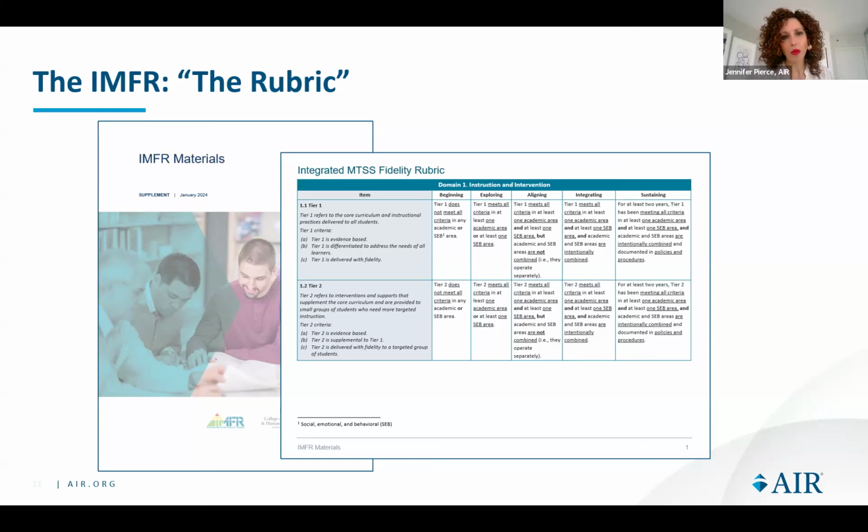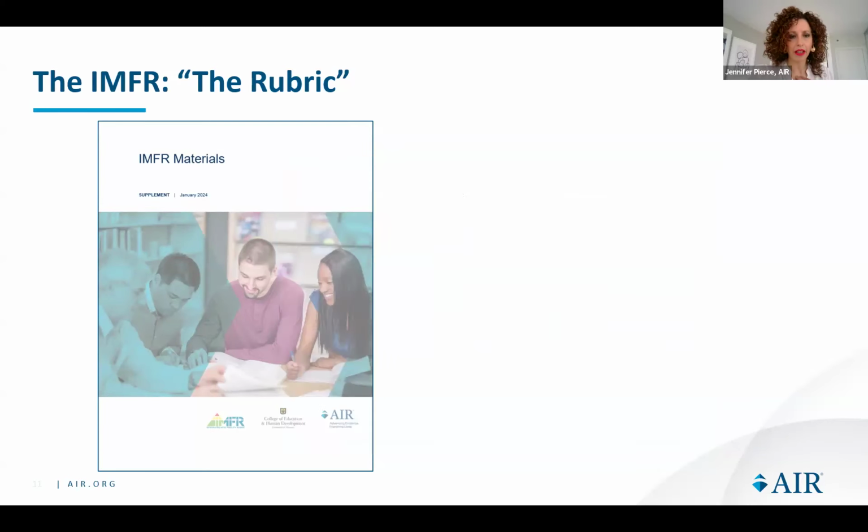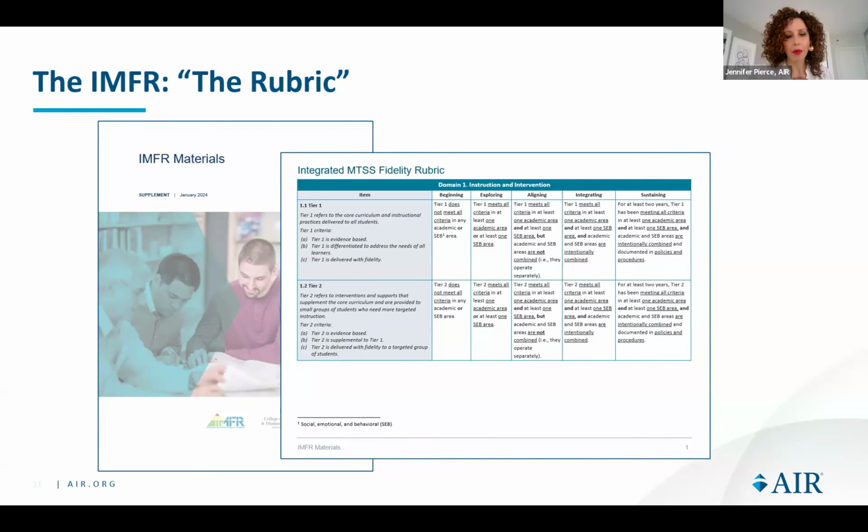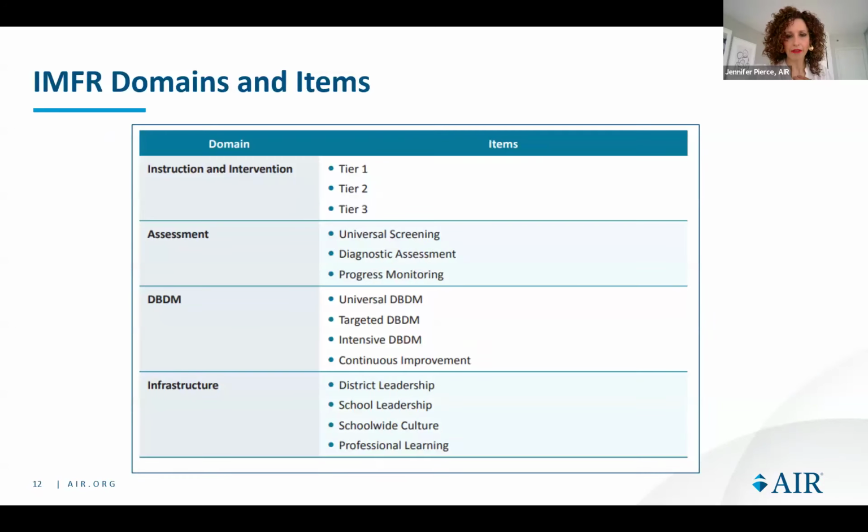But I will give you a window into the content of that tool, because I think that's something else you'll want to know: what is included in the tool itself. This screen shows just one of the pages and the cover of the tool itself, and illustrates some of the information that's in there. So let me get into a very quick deeper dive of the information in this tool. The INFR is made up of 4 domains or big ideas of IMTSS.